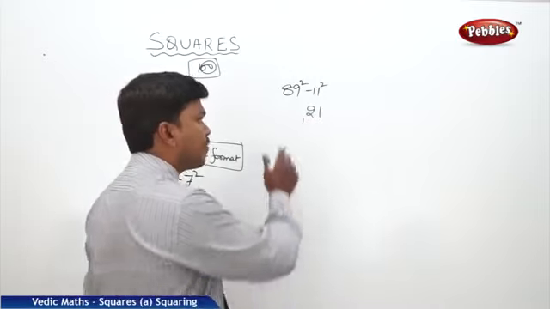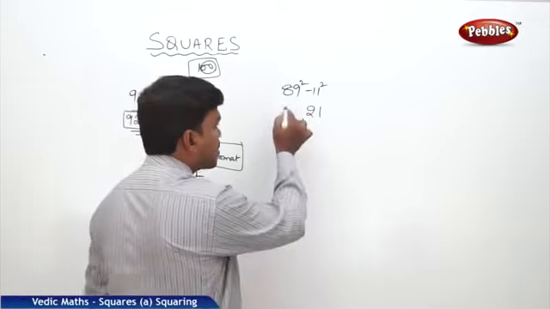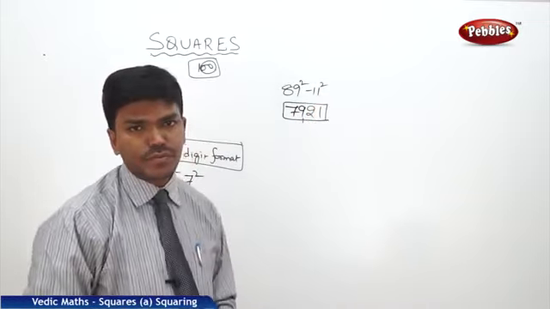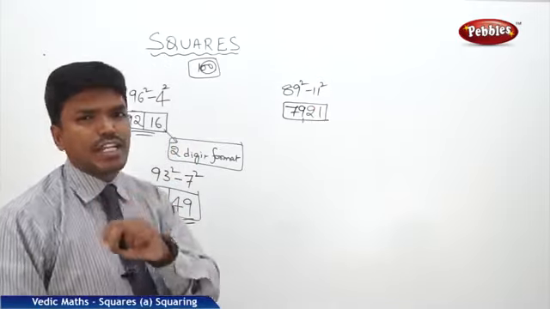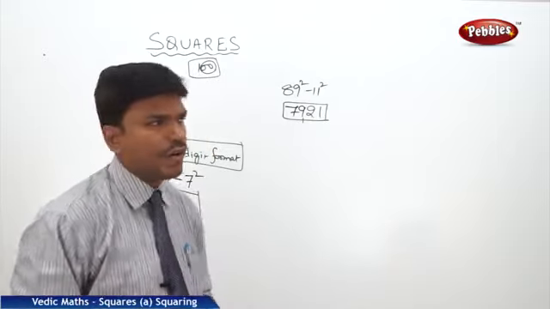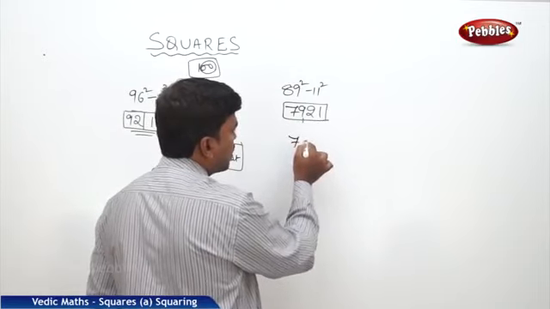78 plus 1 is the carry. You should not forget the carry. So what is 78 plus 1? 79. So your answer is 7921. And remember one thing, I draw these boxes just for your understanding, and every time there is no need of drawing the boxes like this. Okay, now let us take 78 square.